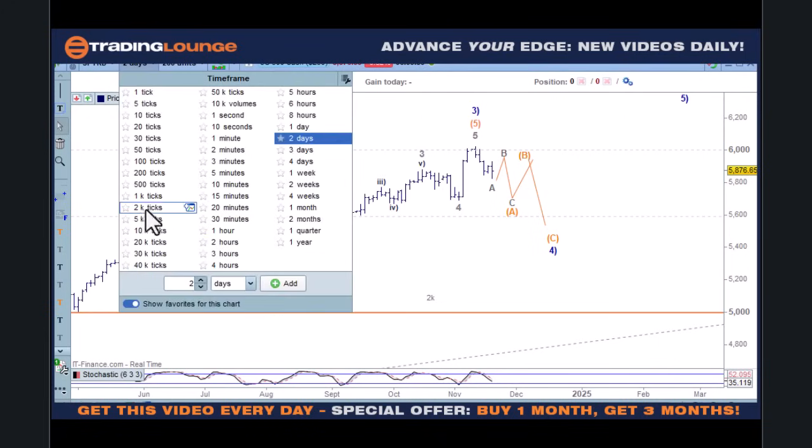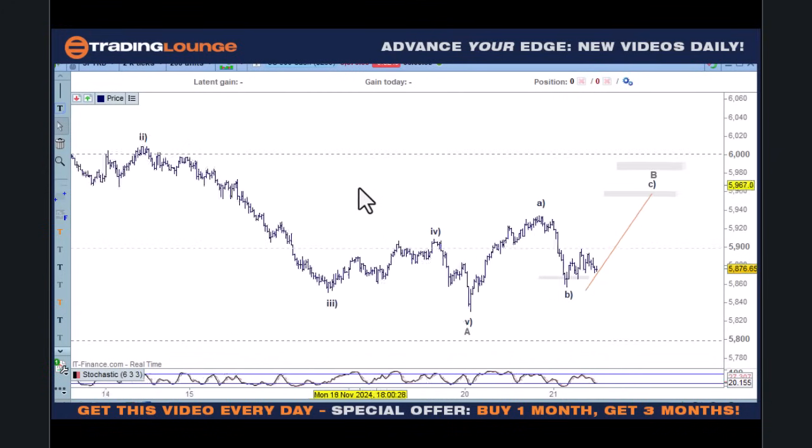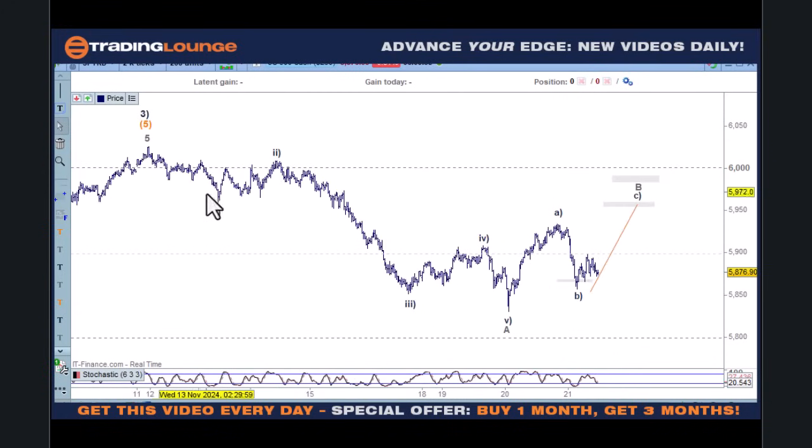So let me just go over to here. We can clearly see 1, 2, 3, 4, 5. So the cash market has got 3 waves down, and the futures market and the SPY and the triple Q have got 5 waves down.